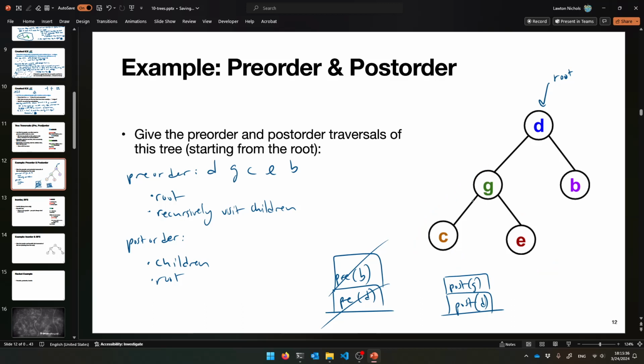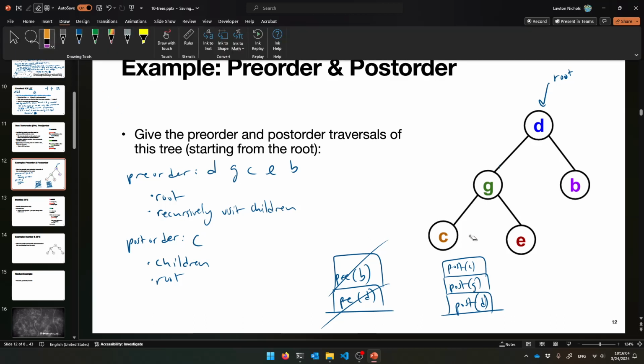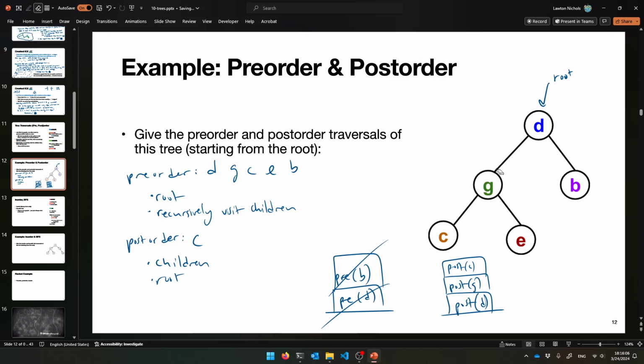All right, what does that mean? It's always children, then root. So it's going to recursively visit the children, so post on C. Recursively, we're in post-order on C now. We're going to recursively visit all of C's children. There are none, and then we're finally going to visit that node. So there's our C. That's the first thing that we notice, actually. I hope that makes sense. This is kind of like why it's depth first: we got all the way down to C first before we did anything else.